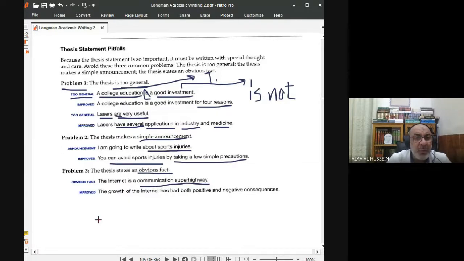But when, for example, the writer writes, the growth of the internet, this is what? This is the topic. The growth of the internet has had both positive and negative consequences. Positive and negative consequences. So, do we have sub-ideas here?